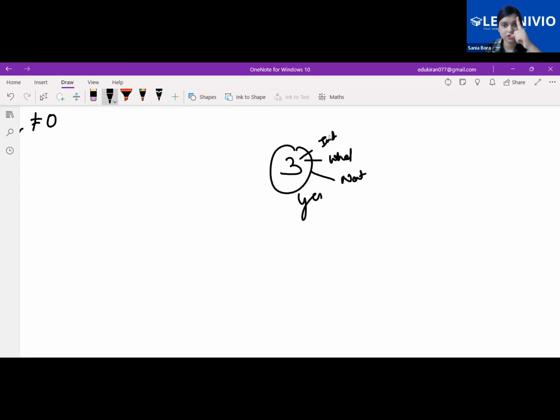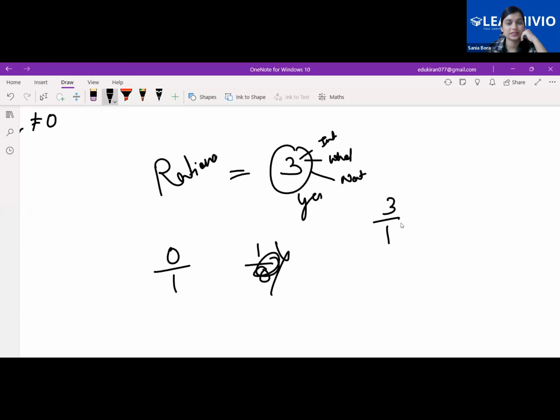Any number which is an integer, a whole number, or a natural number will always be a rational number. What about 0? Yes, 0 is also a rational number. I told you, 0 upon 1 you can write, but not 1 upon 0. So 3 can also be written like this, or 3. Both are the same, right? 3 upon 1 or 3, both are the same thing. So that's why a number which is an integer or whole number or natural number is also a rational number, because they can be written like this as well.